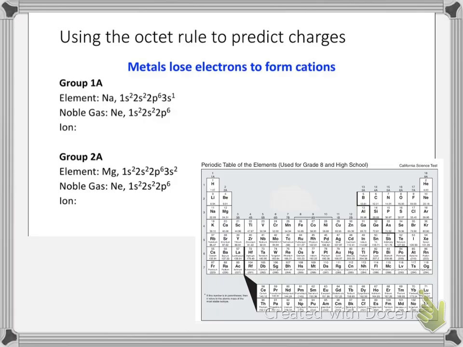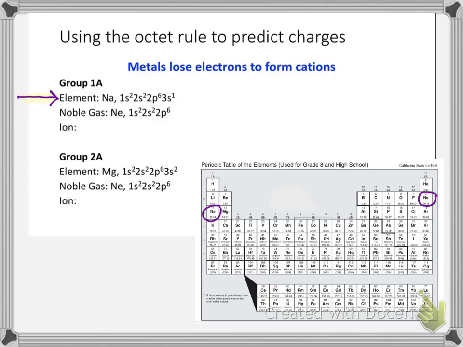So let's see. I have the element sodium, and sodium is right here. Its atomic number is 11, and that's its electron configuration. Now the closest noble gas to sodium is actually in the previous period, and the closest one is neon.